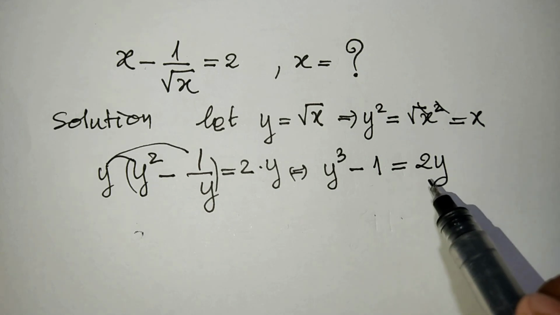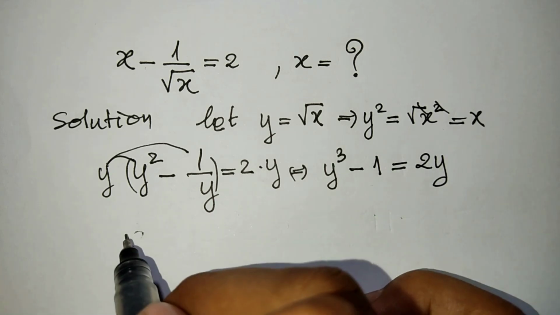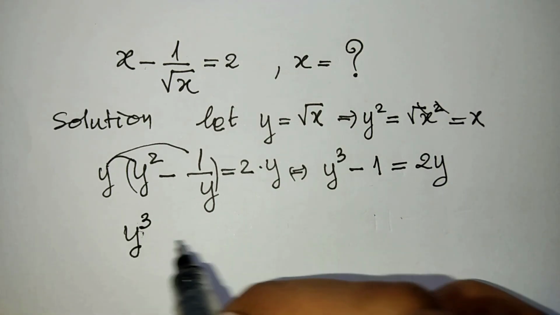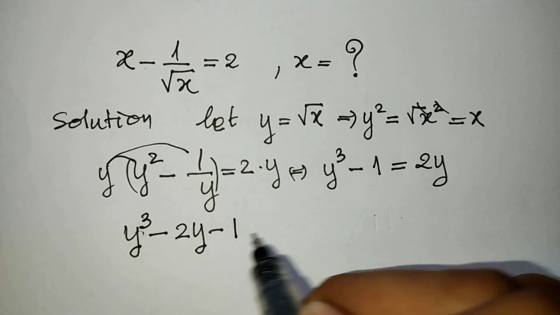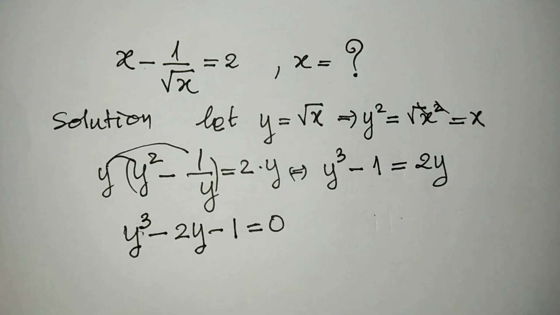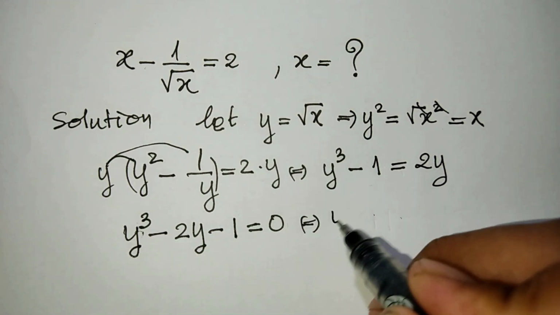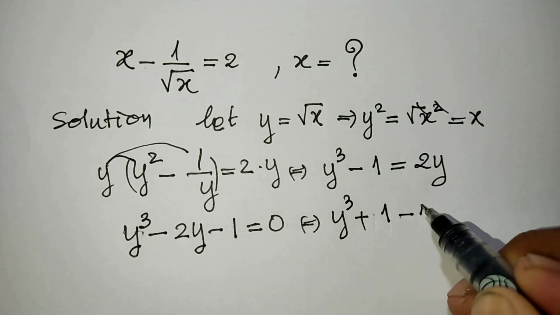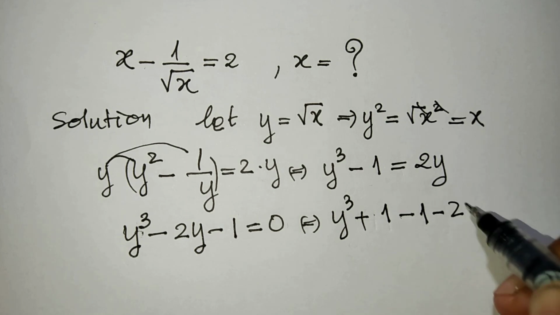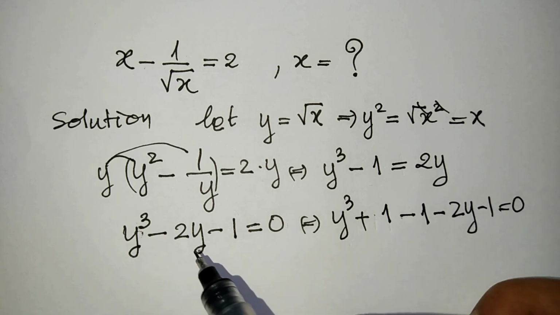And now I change 2y from the right-hand side to the left-hand side. We get y power 3 minus 2y minus 1 equal 0. And now I can rewrite here y power 3 plus 1 minus 1 minus 2y minus 1 equals 0. We simplify this, it's the same.